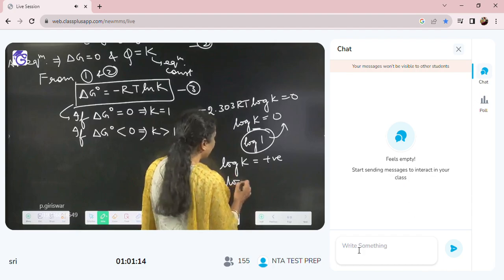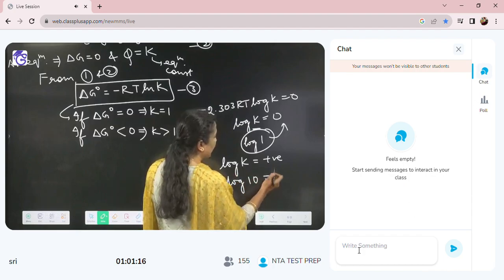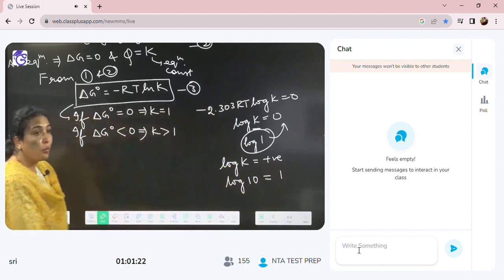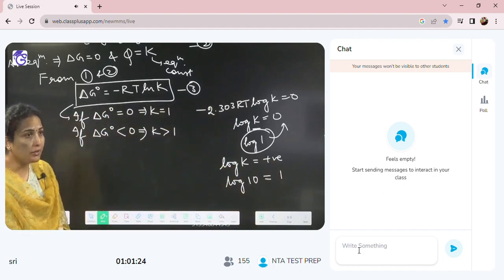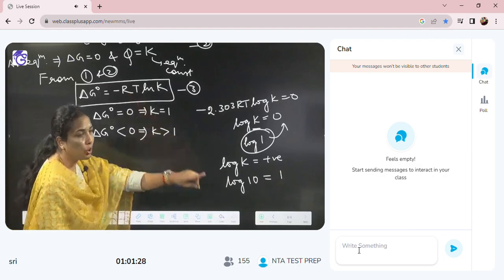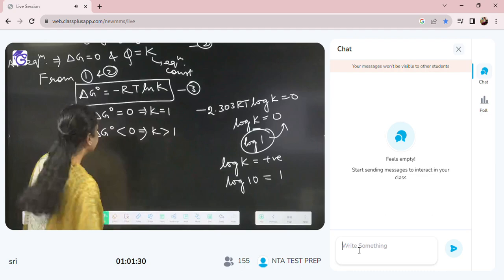So let us take one value greater than 1. Let us say I am taking 10. In that case, the log K value is basically positive. Are you able to understand? So K should be greater than 1 so that your log K value is positive.